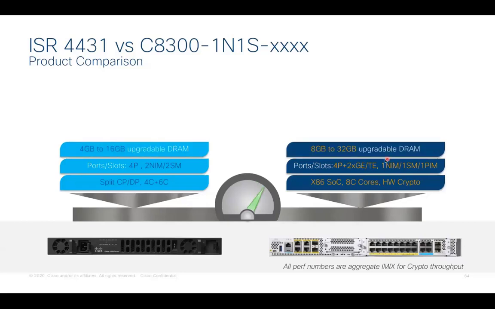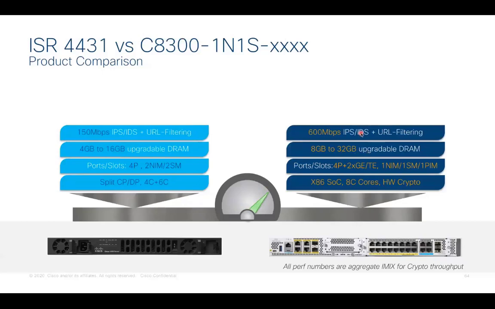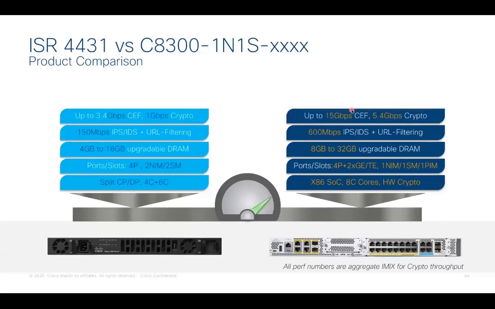The DRAM capacity is the same as with 2RU, 8 gig default to 32 gig upgradable. When it comes to services performance, we do have almost 5 times performance, like 600 Mbps on 8300 1RUs, comparing with the 150 Mbps on the 4431. In terms of set capacity, this platform can go up to 15 Gbps of performance, and we have 5.4 Gbps for crypto, comparing to 3.4 Gbps for Ceph and 1 gig crypto on 4431.